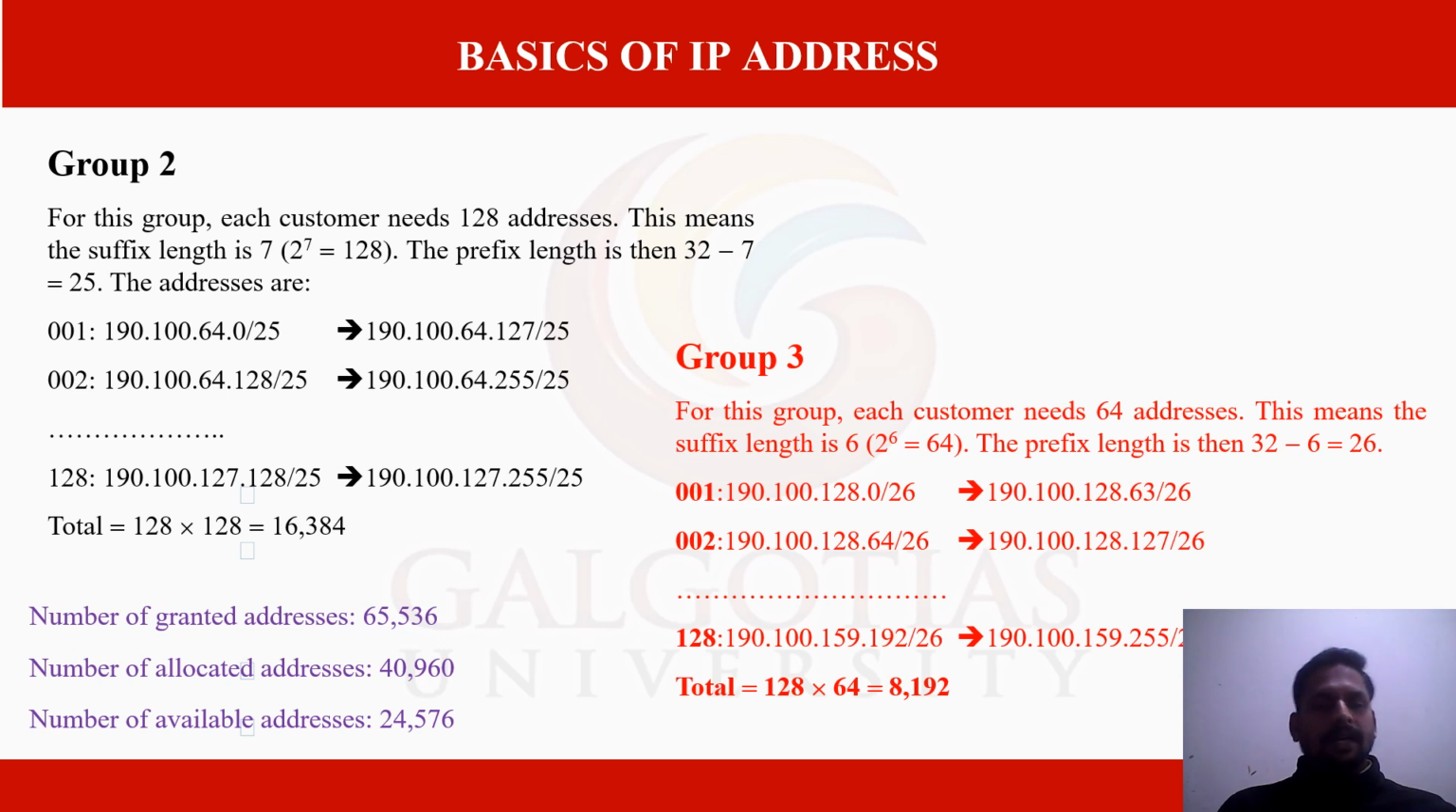For the second condition, group 2, it is 128 addresses, 128 customers. So we need to find the 2 power n value. Here 2 power 7 gives the value of 128. So that 7 should be applied for finding the network ID. We know that 32 minus 7 gives the value of 25. So that 25 bits are occupying the network ID.